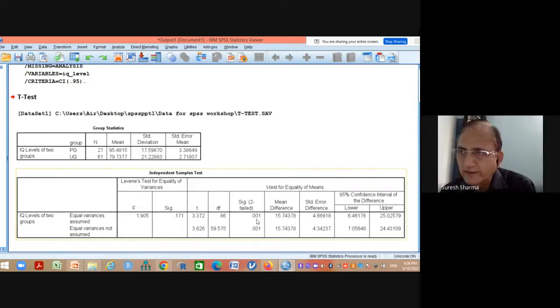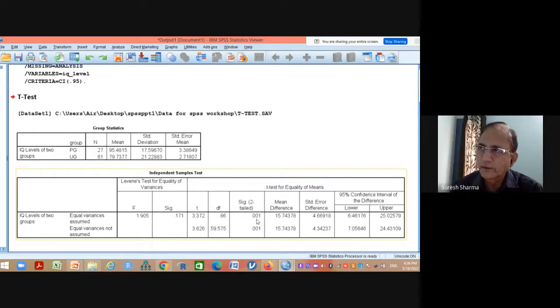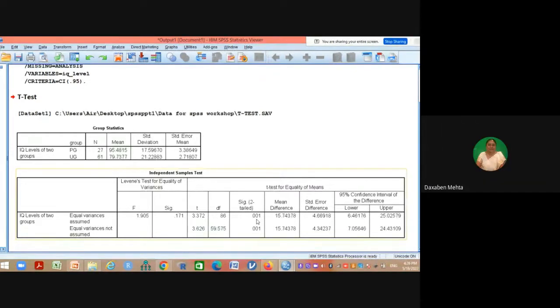Less than. So our hypothesis was H0 that mu1 is equal to mu2. So will this hypothesis be accepted or rejected? The alternate hypothesis will be accepted. This hypothesis will be rejected. The null hypothesis will be rejected.